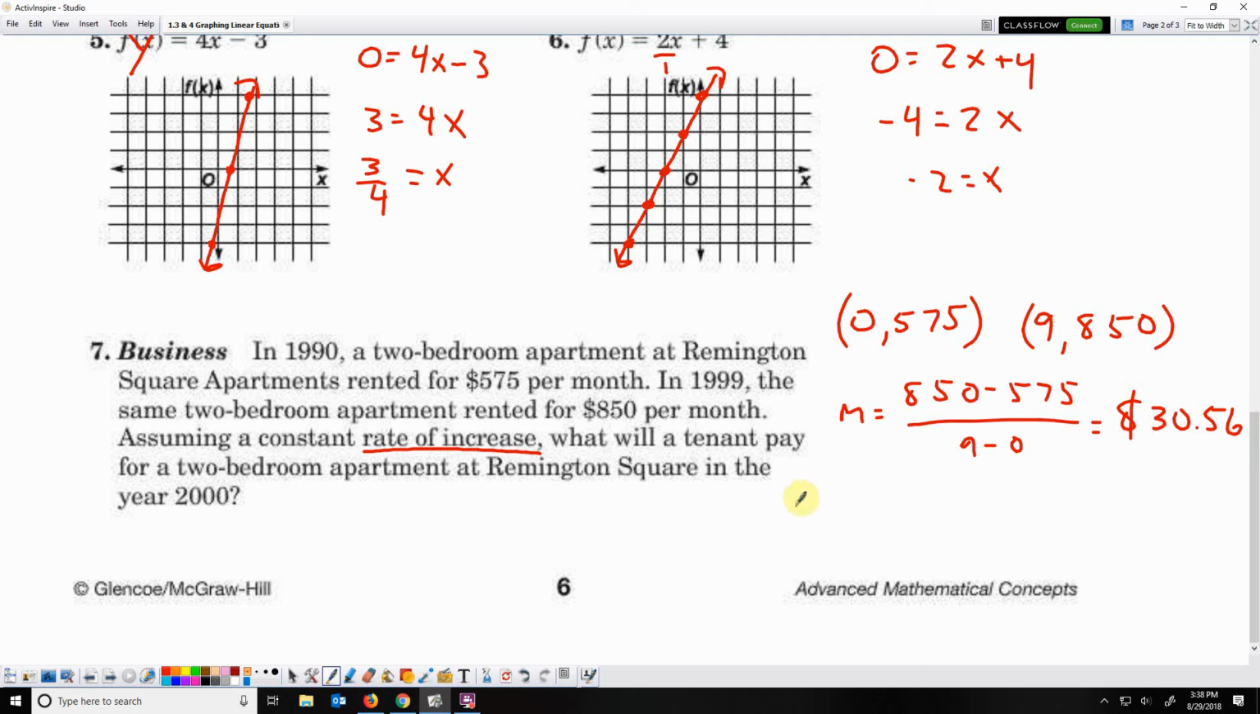So the rent in the year 2000, you would expect that to be $30.56 more than it was in 1999. So that would be $850 plus $30.56. So you would guess it would be about $880.56.